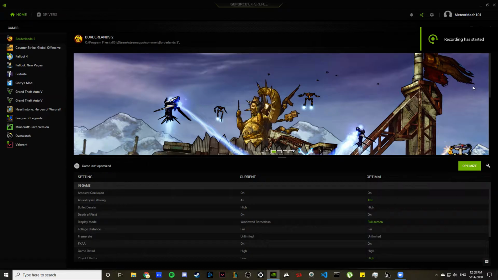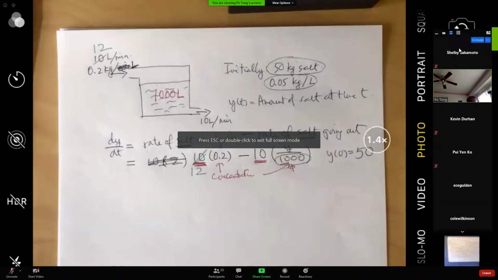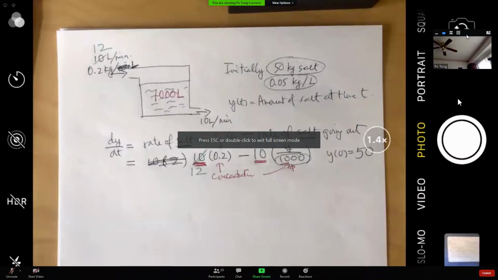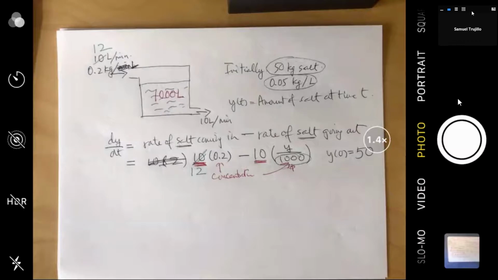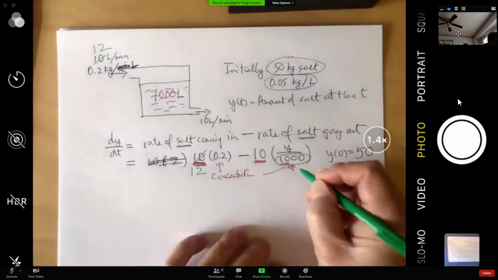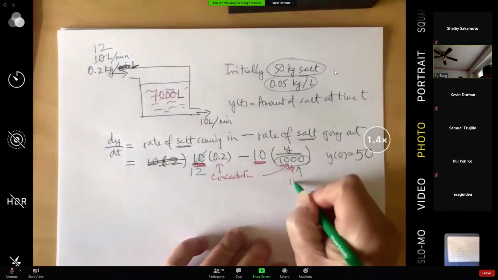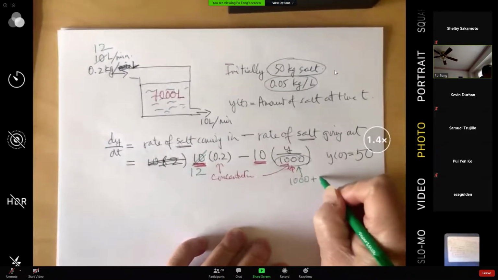It will rise. How fast is it going to rise? Every minute it will rise by how much? 2 liters. Every minute it will rise by 2. That's the difference between the 12 and the 10. So this guy needs to be replaced by 1,000 plus 2t.